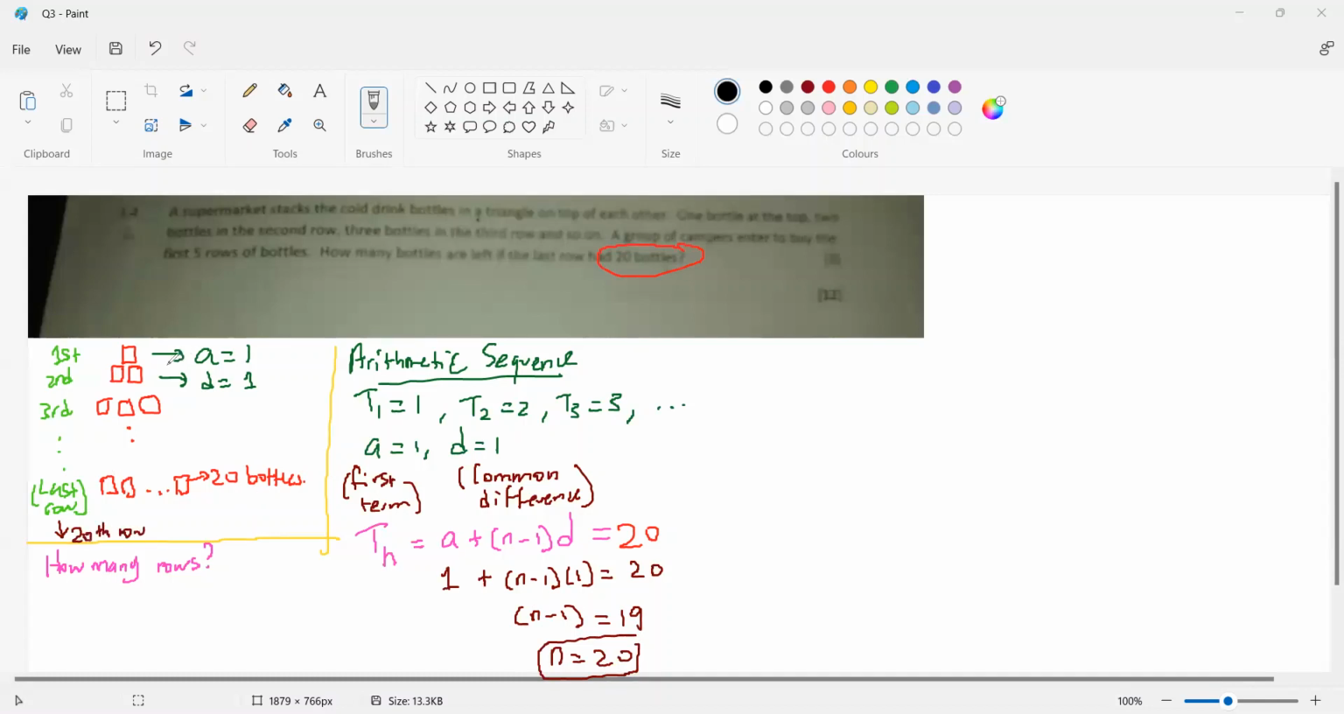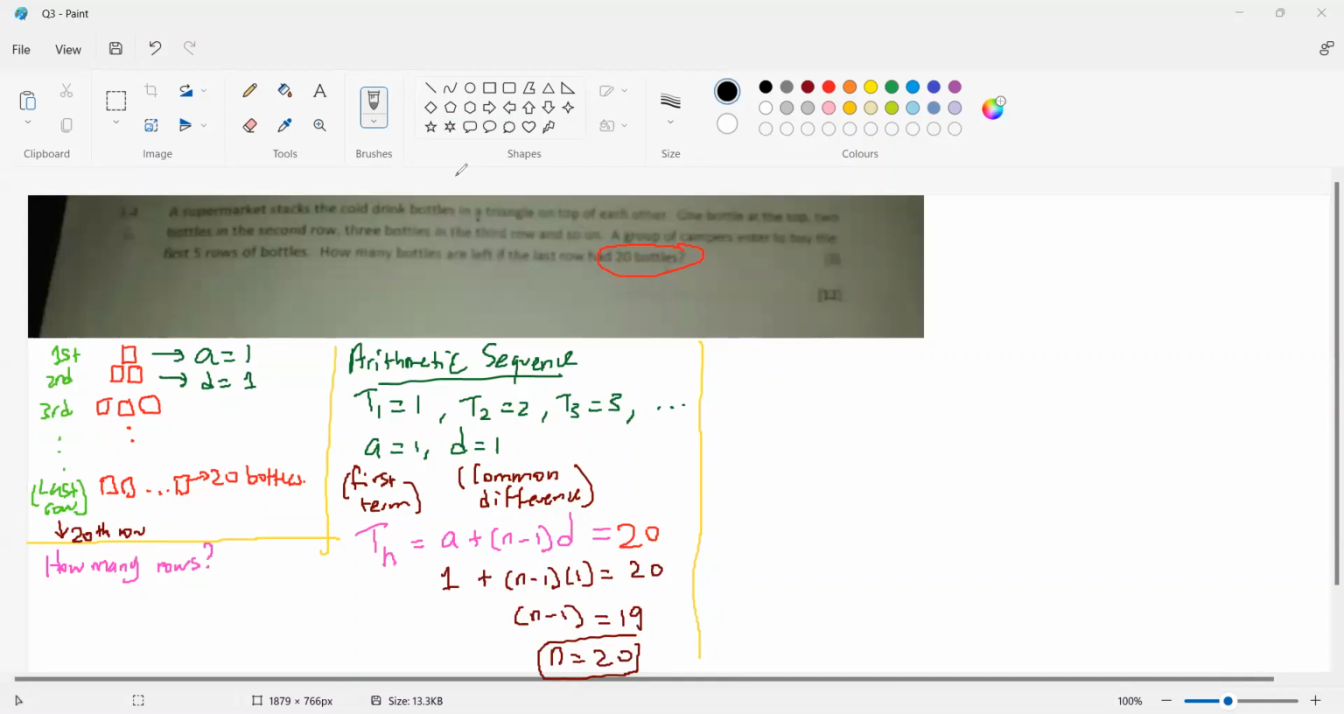The first row has 1 bottle, the second row has 2 bottles, the third has 3, so the 20th has 20. That is quite obvious, but it's not always that easy. That's why I'm using the formula to show its use in more difficult instances, especially when A and D are not both 1. This easy example you could have done that way, but now you know the more advanced way as well.